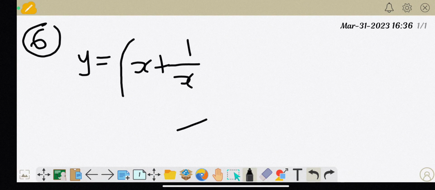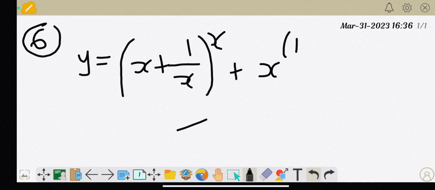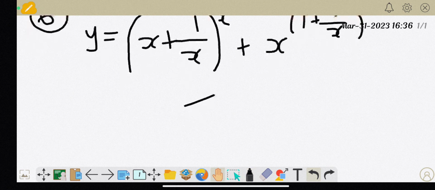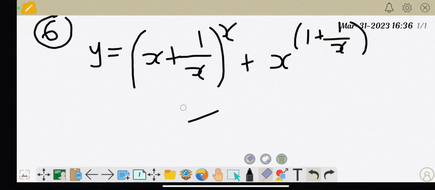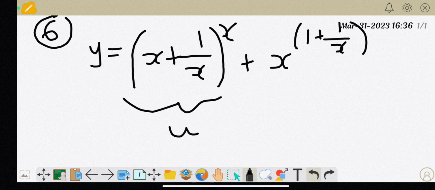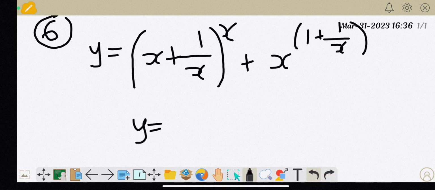So 1 plus x to the power x plus x to the power 1 plus 1 by x. Yeah, so how can we solve now? So this is like our second condition, right? So you have to consider this to be u and this term to be v, correct? So our equation will be y is equal to u plus v, correct?